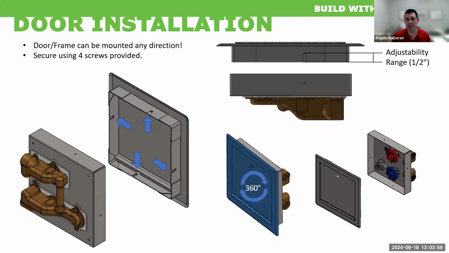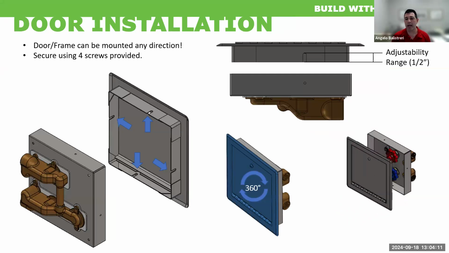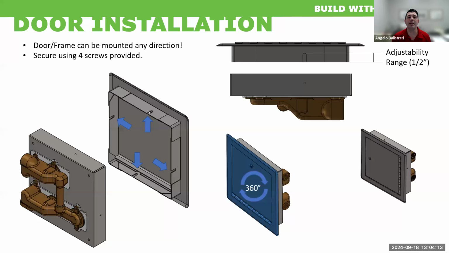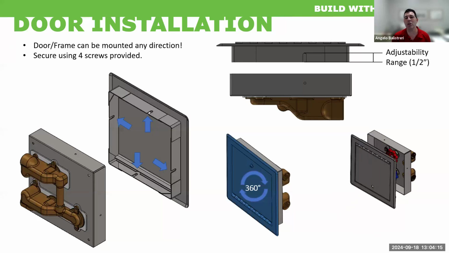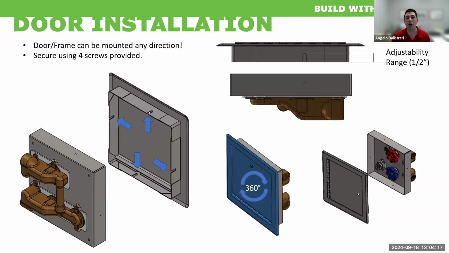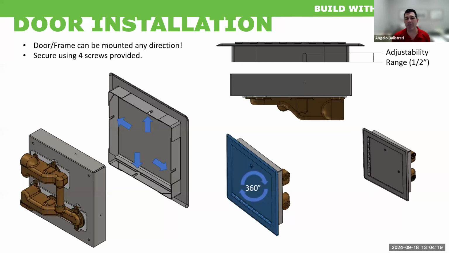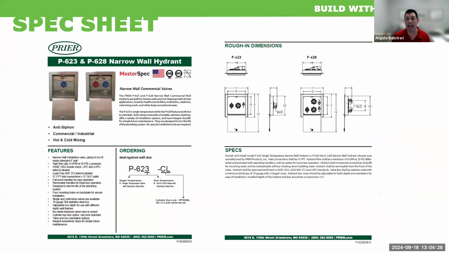And then the door installation as well as the valve give you a little flexibility into what we can do. The valve itself, you can change the orientation in any different way, as well as the door. So if you look, the door actually can be mounted any different direction. Again, this is an end user and a plumber preference. Whatever they find value in, they can adjust this however they do. So we gave them that flexibility with our narrow wall P623 and 628.